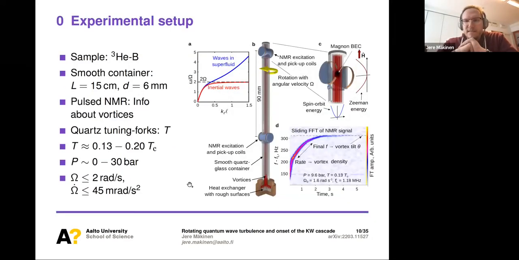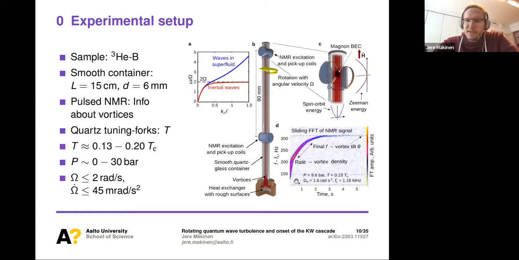Okay, so this is roughly what the experimental setup looks like. We have a quartz glass container that is filled with helium-3B. We have treated the inner surfaces with hydrofluoric acid to make them as smooth as possible, to avoid any vortex pinning on the inner surface of the glass cell. We extract information about vortices by using nuclear magnetic resonance measurements, and you can see an example trace here. We excite magnons, or magnetic quasiparticles, which form a BEC and start precessing coherently with the same phase and frequency.